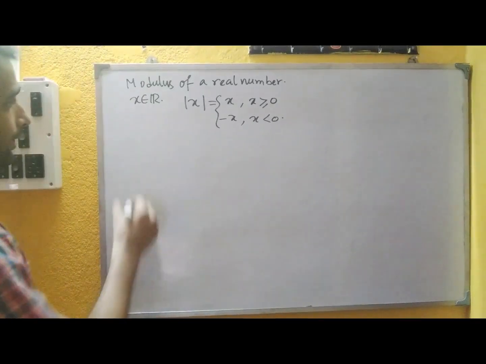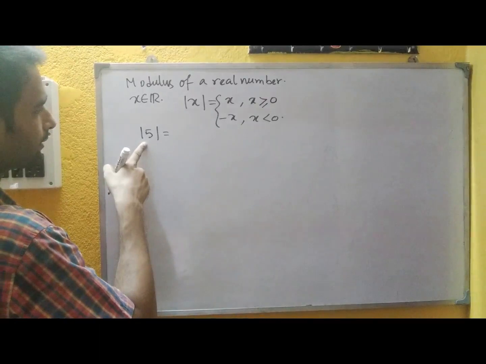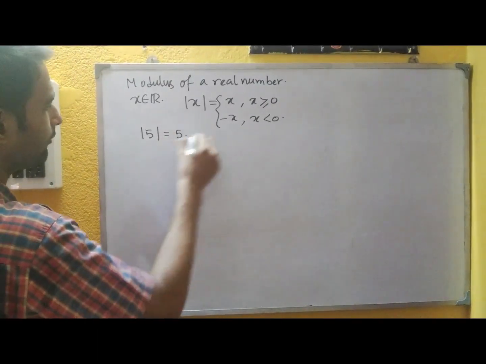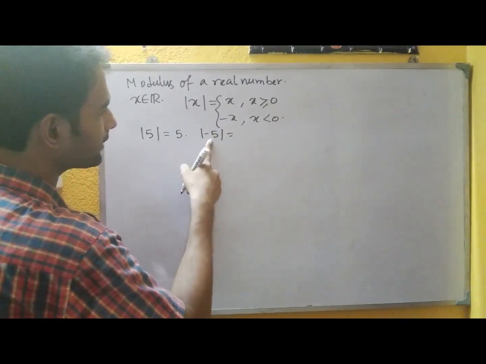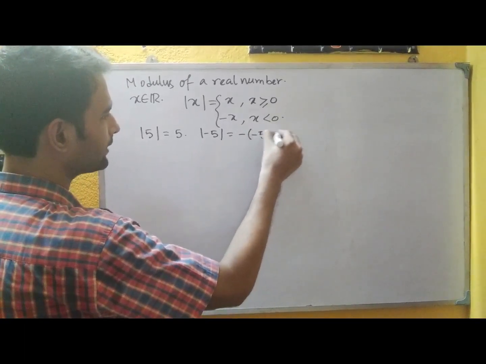So if you are finding the modulus of 5, since 5 is greater than 0, we can say the modulus of 5 is 5. And if you are finding the modulus of minus 5, since minus 5 is less than 0, we will say the modulus will be minus of minus 5, that is again 5.